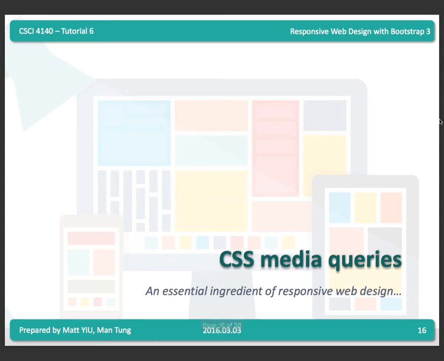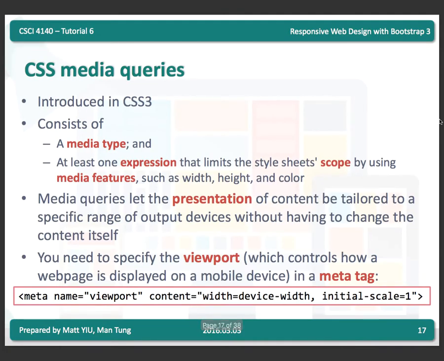The idea is called CSS media queries. It is a new feature in CSS3, and it consists of a media type and at least one expression to limit the style sheet's scope by using media features like the width, the height, or the color. By using media queries, you can let the presentation of the content be tailored for different devices without having to change the content itself. So you don't need to do anything to the HTML page. Just do the adjustment in your CSS file.